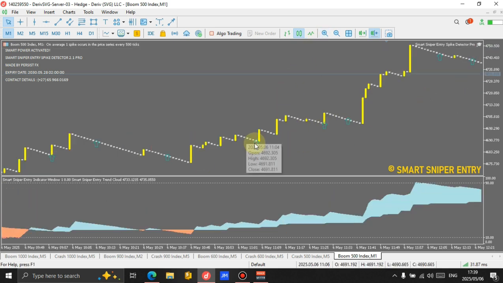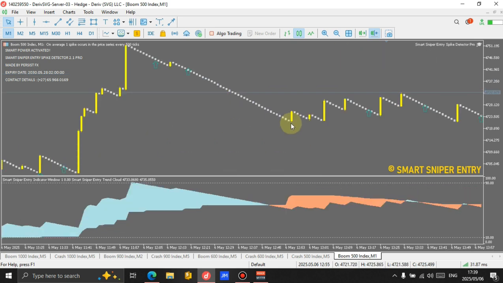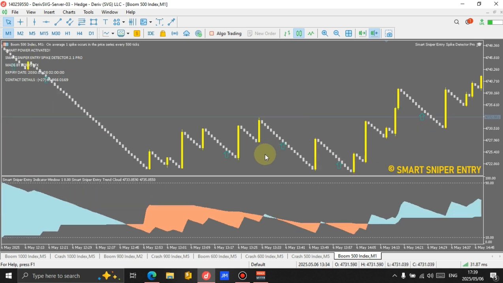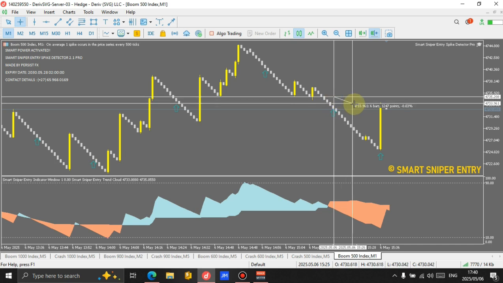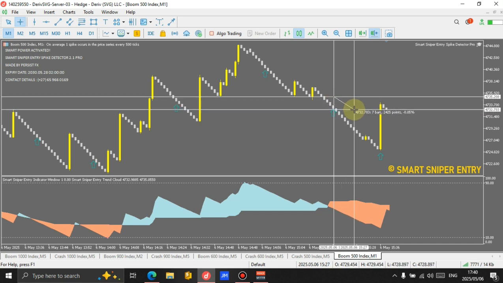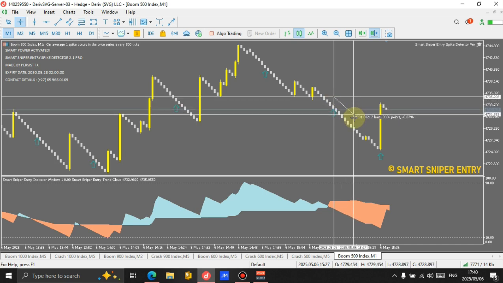So let's say you took the entry over here. What you can do is either secure your profits, or you close after 5 candles. It's up to you. You can choose 5 or 7. And let me show you another example. When you enter the trade and our trend cloud changes from blue to red, you have an option to choose from 7 to 10 candles. You can use that as a stop loss if it doesn't spike.